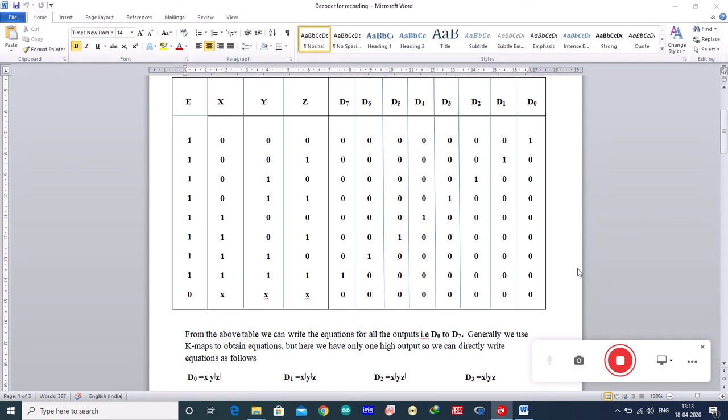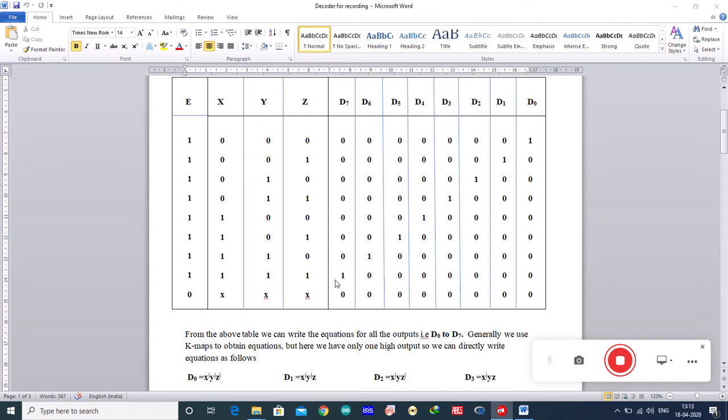We can here consider D0 as at the place 2 power 0 and D1 as 2 power 1 and so on. Now just consider the input 0 0 0. The value for 0 0 0 is 0, that is, at D0 we are writing 1. And consider 0 1 1. 0 1 1 is 3, which means at D3 we have 1 and all others are zeros. As another example, consider 1 1 1. 1 1 1 means 7, which means at D7 we are writing 1 and all others are written 0.